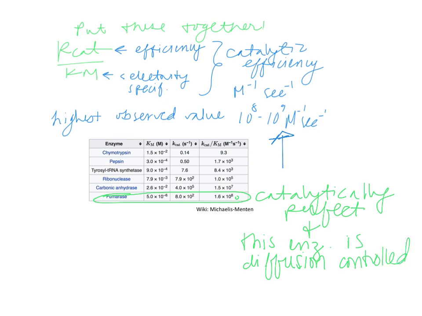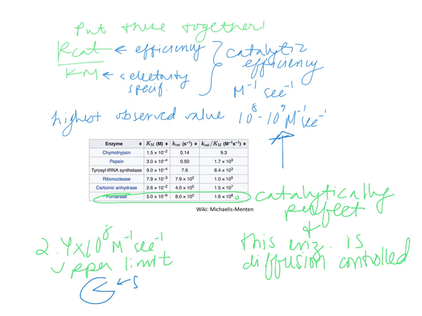All right, so what do I mean by that? If you remember the rate of diffusion, 2.4 times 10 to the 8th per molar per second, this is the upper limit. Essentially, an enzyme cannot be any more efficient than a substrate can diffuse to it. So if this is the rate of diffusion, you can't have an enzyme be better or faster than the rate of diffusion.